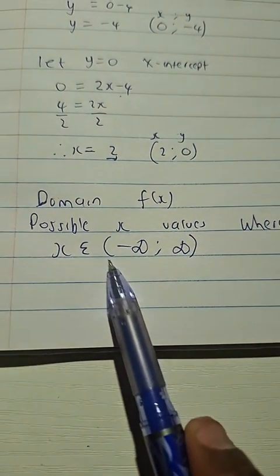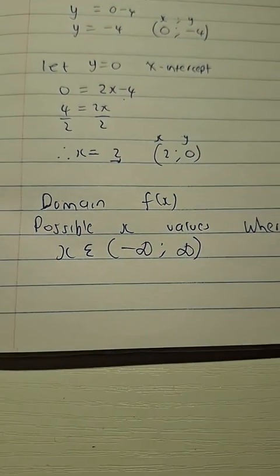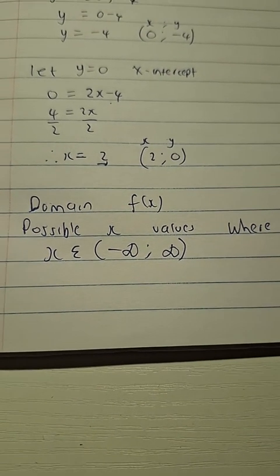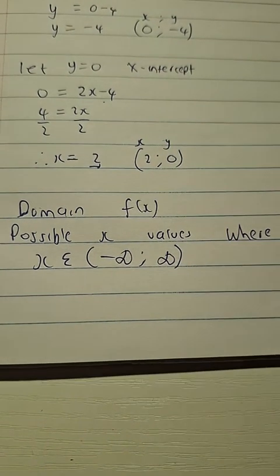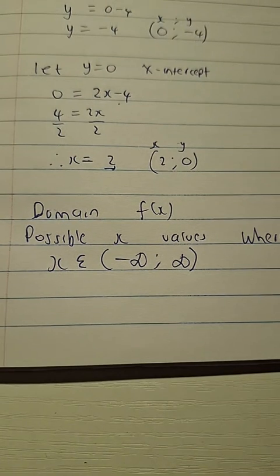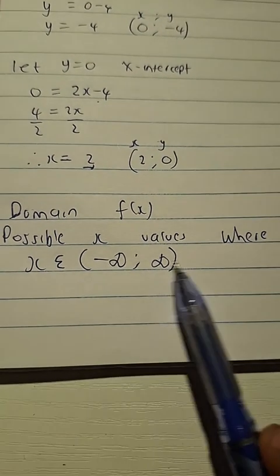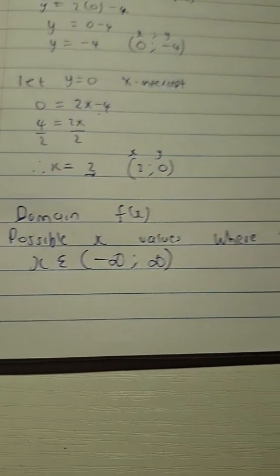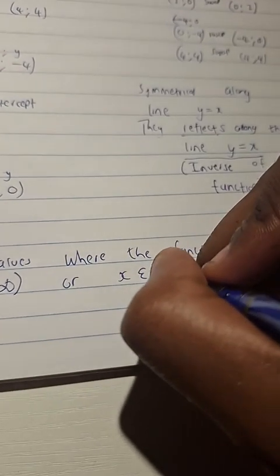We use open brackets because negative infinity and positive infinity are not finite numbers. They are actually just a concept that reveals to us that there is a never-ending nature in this function. It's continuous, it never ends, it goes on forever and ever in the positive direction and also in the negative direction.